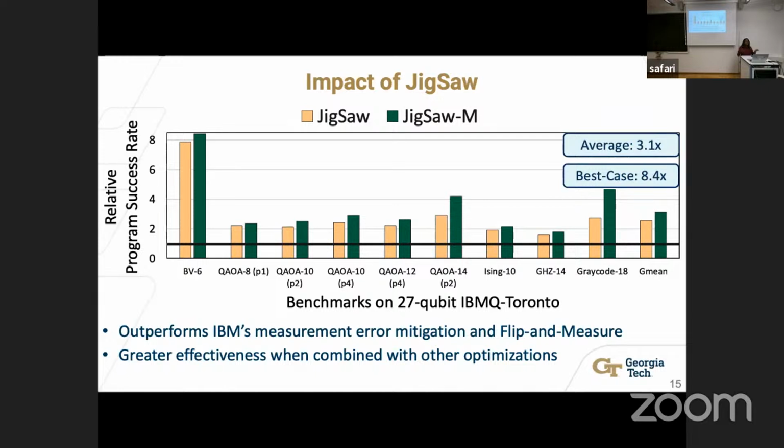That's the usual way you benchmark your quantum programs on today's systems. You want to get a higher success rate, so higher is better. The baseline is basically the state of the art from IBM, the noise adaptive compilers. What you see here is that on average, JigSaw is able to improve your success rate by 3x, in the best case up to 8x. And it's able to outperform those two prior works that I talked about, the matrix-based approach or flip and measure.